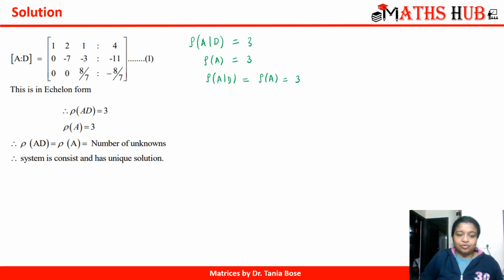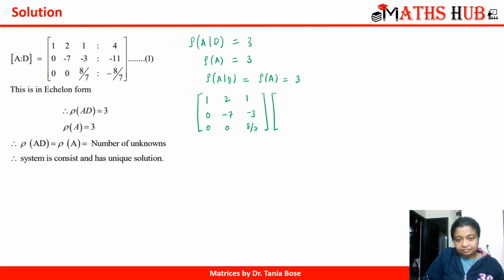Now, what is the solution going to be? At this reduced stage, let us convert it back into the matrix. So we have 1, 2, 1. Then we have 0, minus 7, minus 3. Then we have 0, 0, 8 by 7. This multiplied with x, y, z is equal to the right hand side vector, that is 4, minus 11 and minus 8 by 7, right? So when we develop the equations, let us start from the last equation.